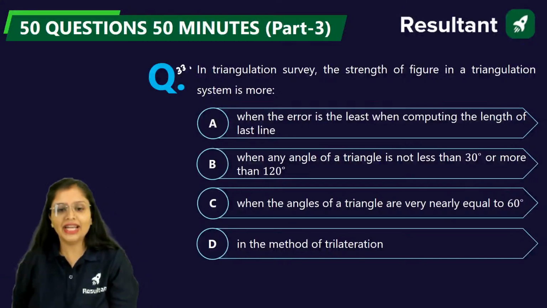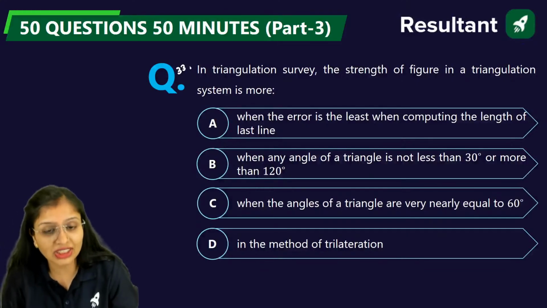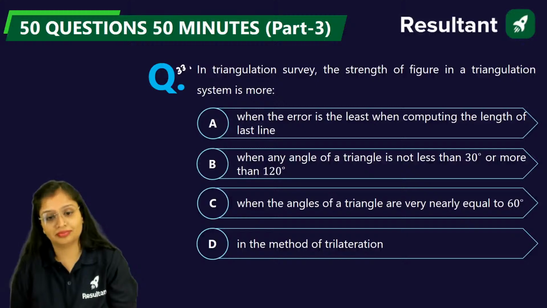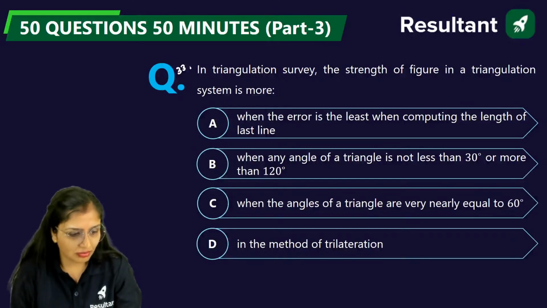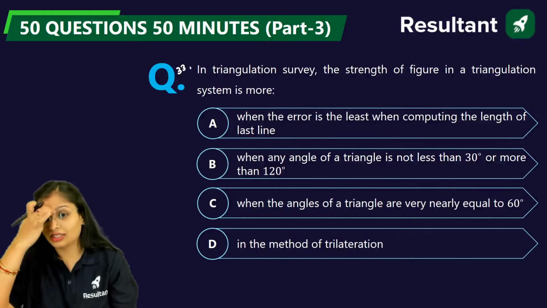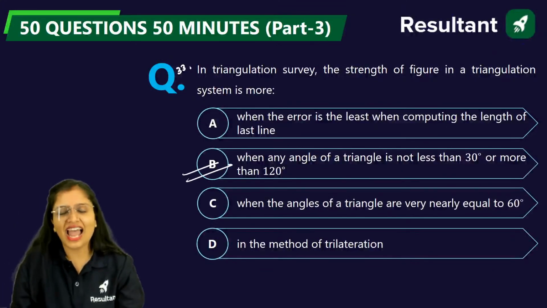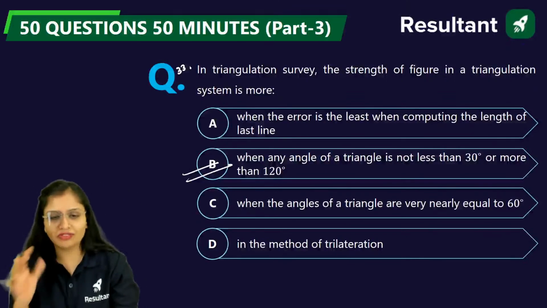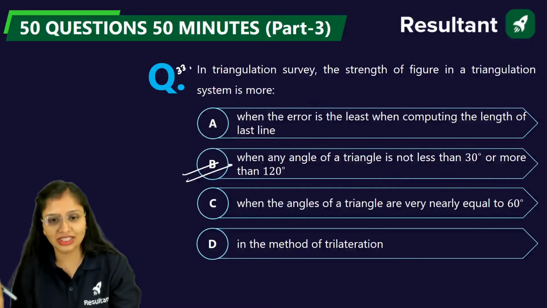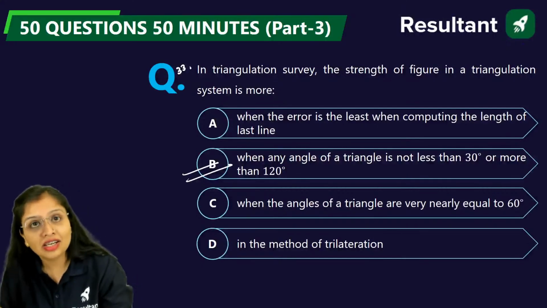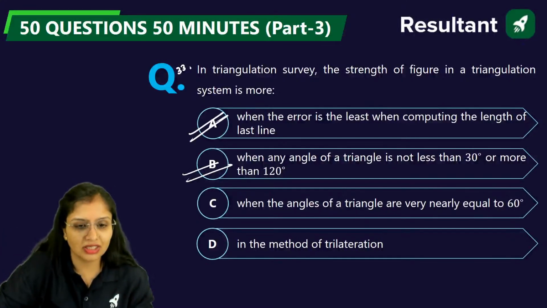Surveying engineering. In triangulation survey, the strength of figure in a triangulation system is more. It should be more than what? Strength of figure is more when... everybody knows that angle should not be less than 30 degree and should not be more than 120 degree. This is patent. Every angle, if it is good to go, 60 degree, method of trilateration is there. But strength of figure is more when you get the least error when you're computing the last line length. So this one will be the answer.